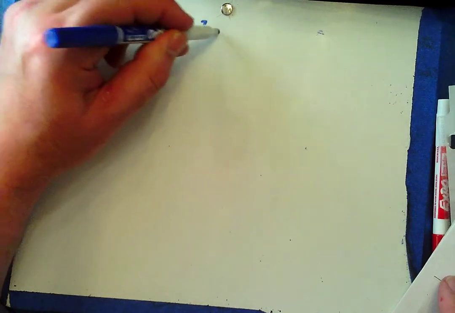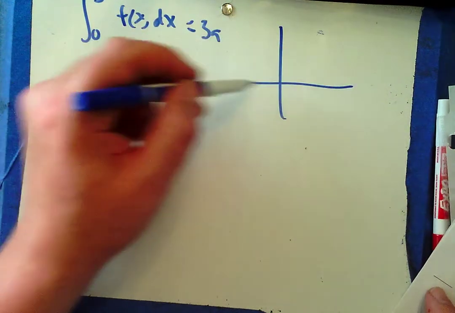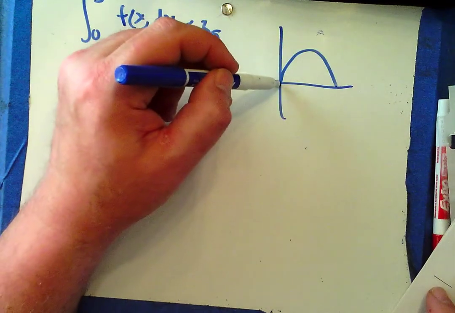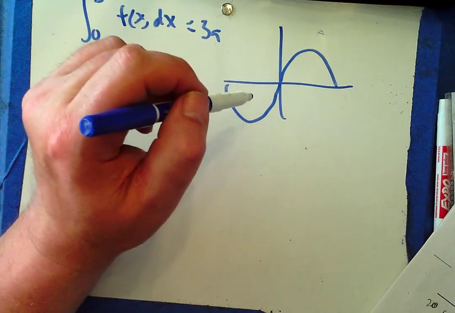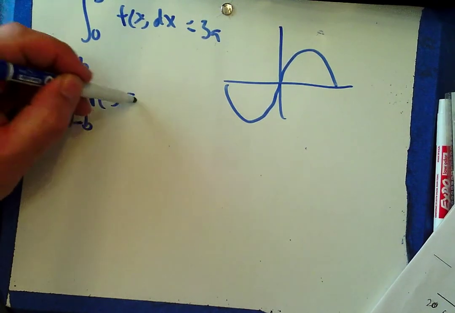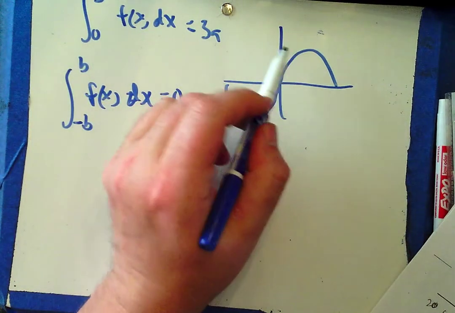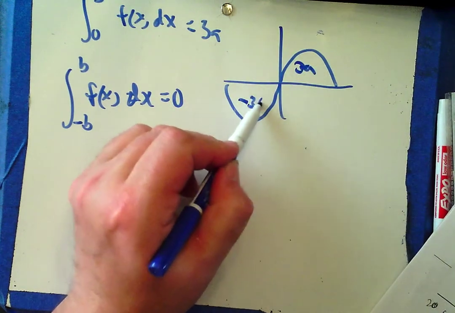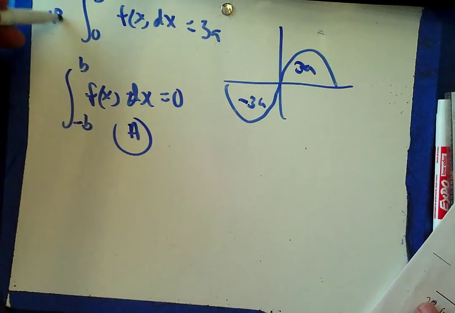18 says the integral from 0 to b of f of x dx equals 3a. The graph of f is symmetric about the origin. Remember with origin symmetry, this area and this area are the same but opposite signs. So if I integrate from negative b to b of f of x, that's just going to be 0 because this area is going to cancel that area. This area will be 3a, this will be negative 3a, and I'll end up with a value of 0. So A is my answer to number 18.